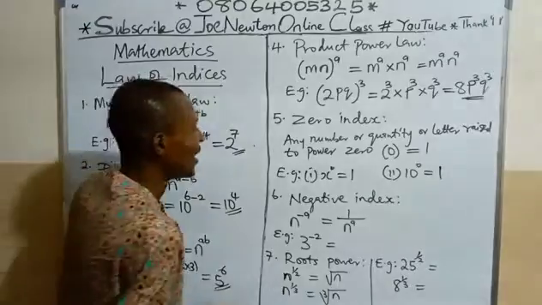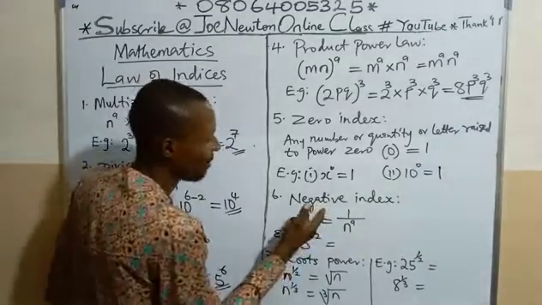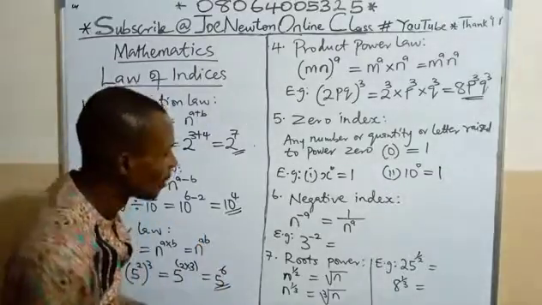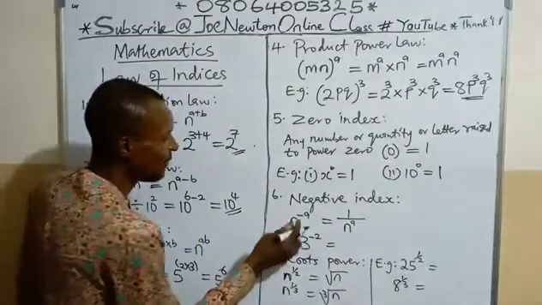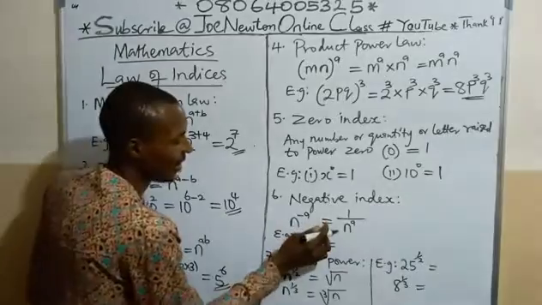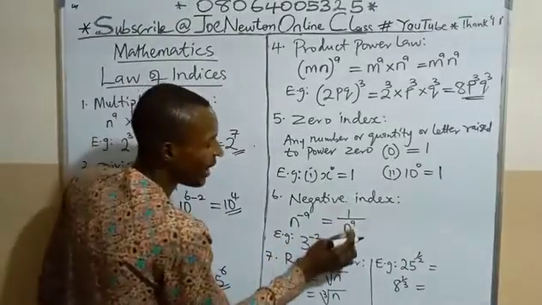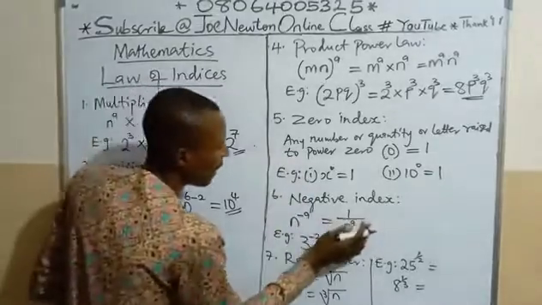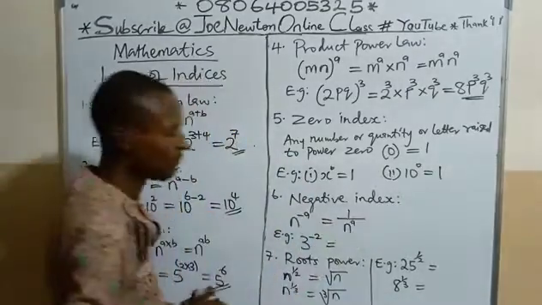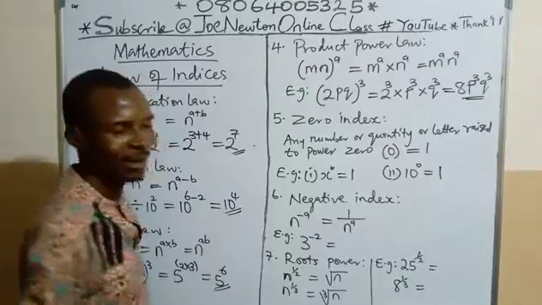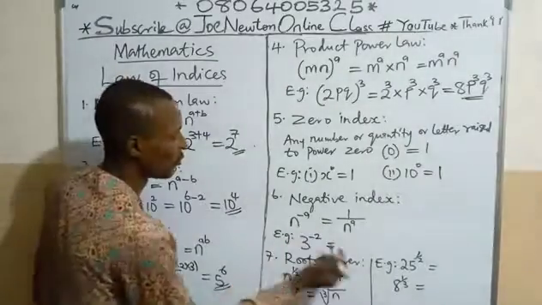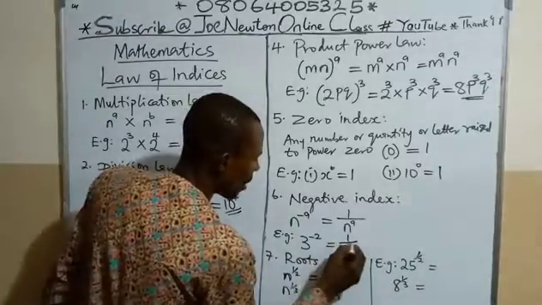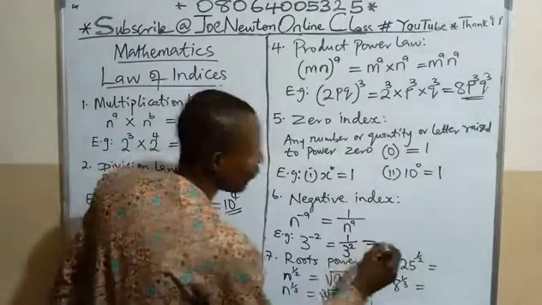Then I have negative index. Negative, that's minus. Minus power. So the rule says, if I have n raised to power minus a, it implies 1 over n raised to power a. This minus means 1 over n raised to power a. Simple. Now let's apply it here. I have 3 raised to power minus 2. It simply means 1 over 3 raised to power what? 2.